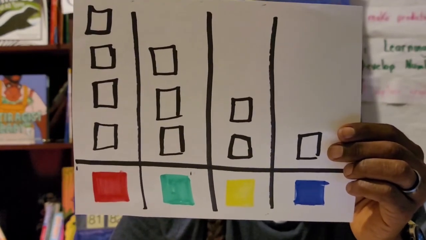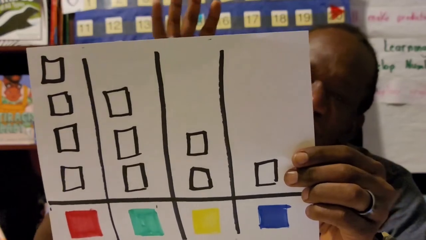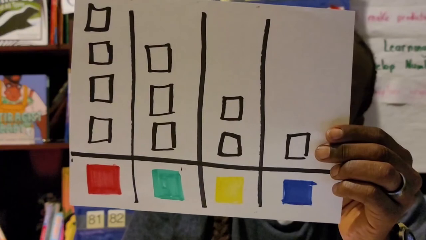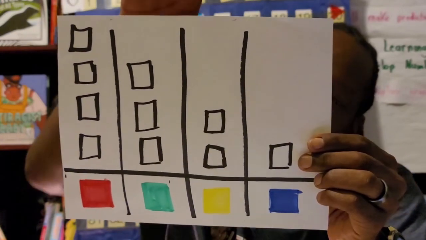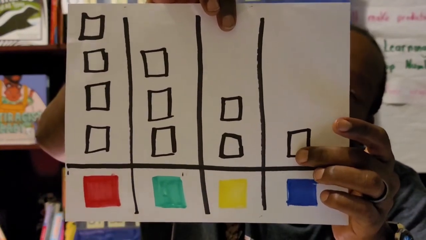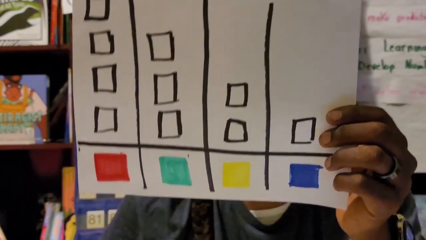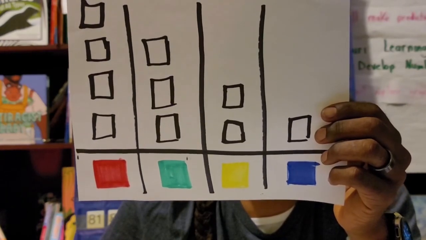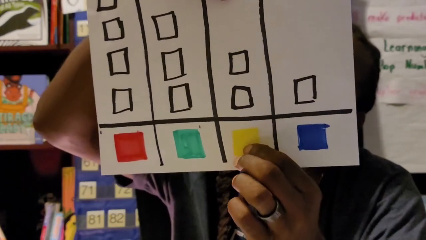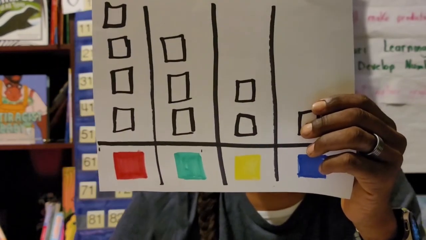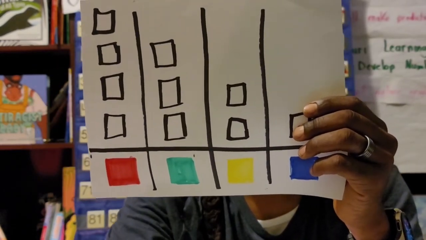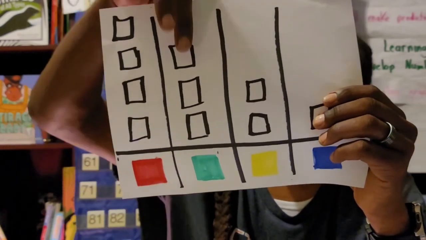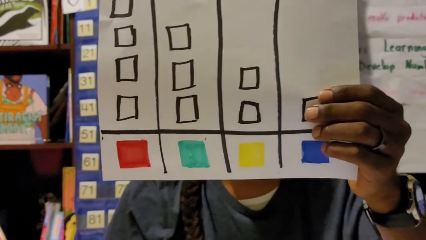Which one had the least? Least means it barely had any. It had the less. Which one had less? Blue. Because it had how many? One. Exactly. How many did yellow have? Yasmin? Two. Because we go to yellow. One, two. And how many did green have? Let's everybody count it together. One, two, three. Green had three.